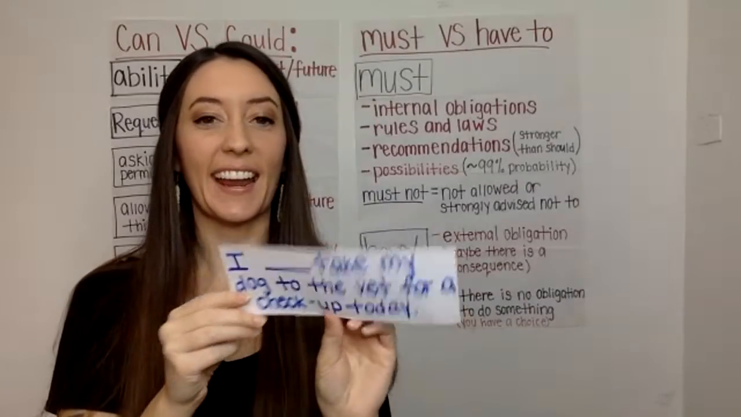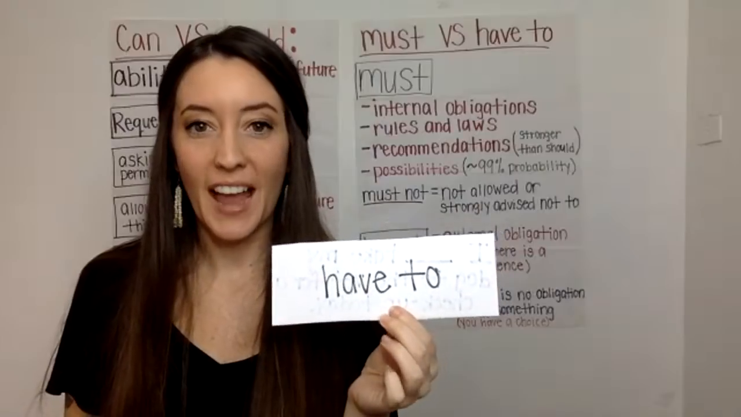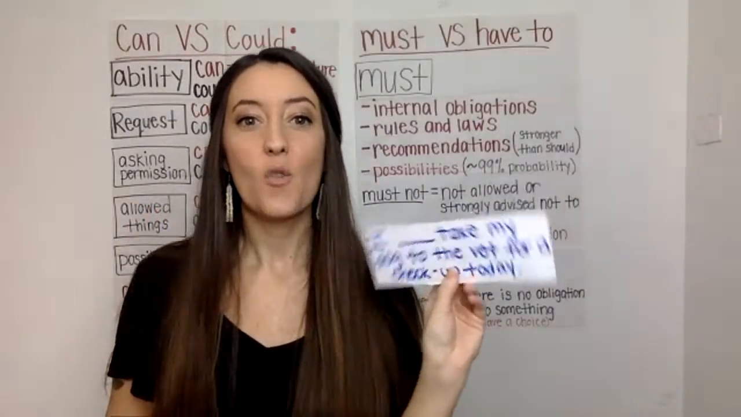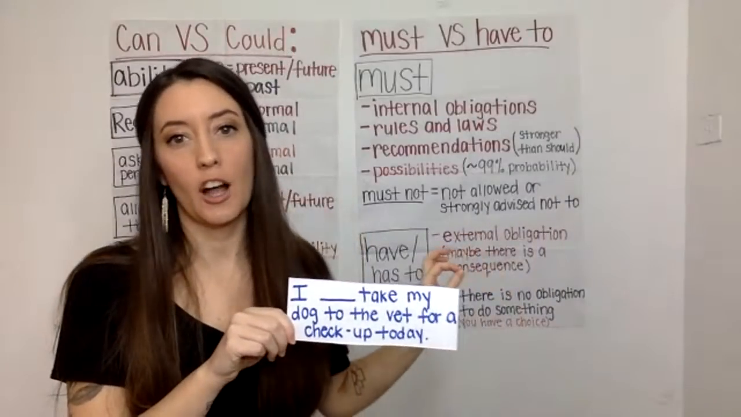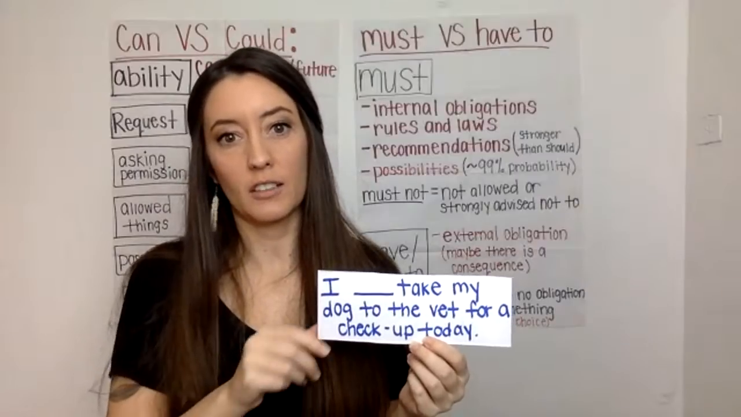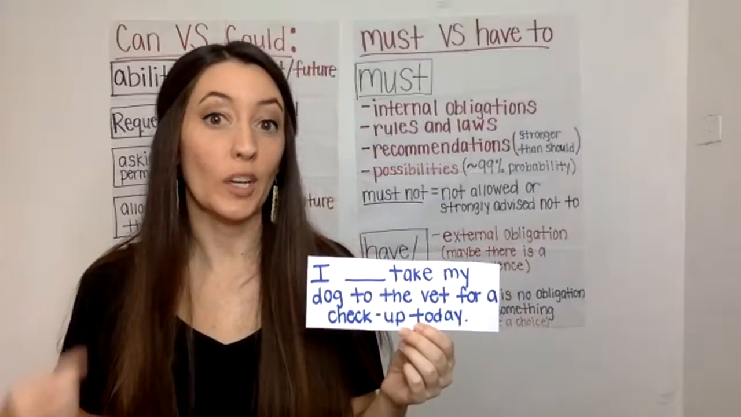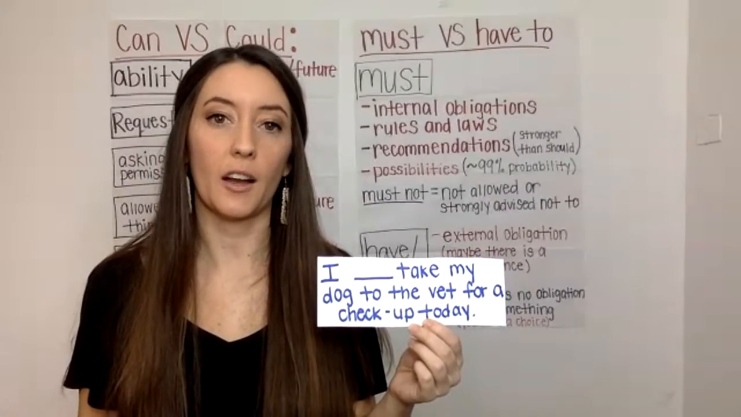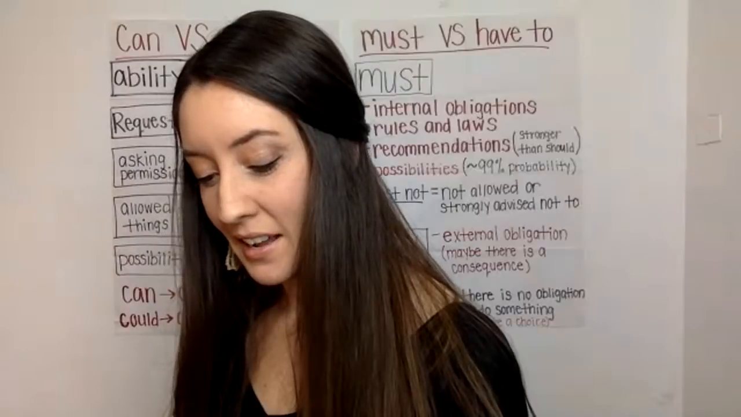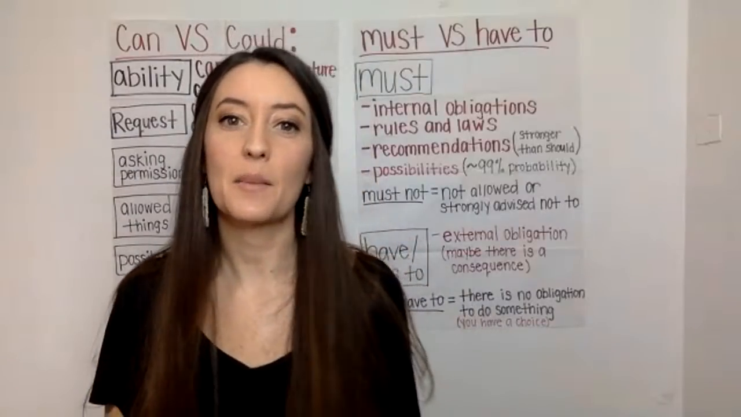Very good. Okay. If you said have to, you are correct. Why? Because this is an external obligation, right? It's not just that you feel like taking your dog to the vet, but she needs to go for a checkup. So this is an external obligation. Very good. Okay, let's look at our next example.